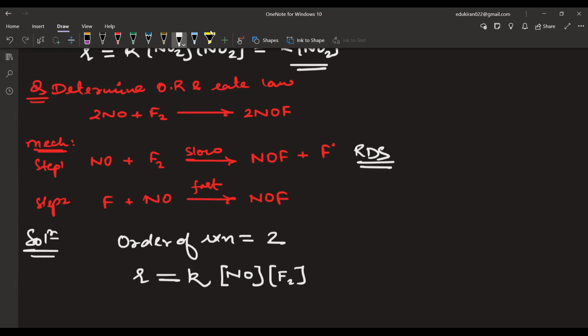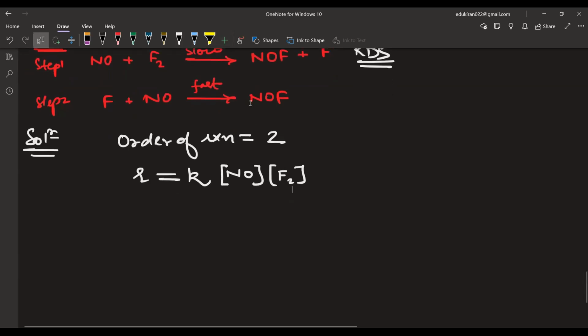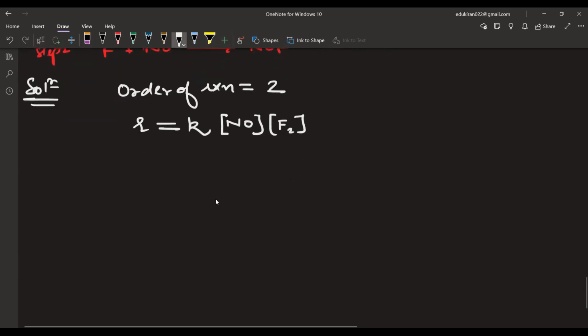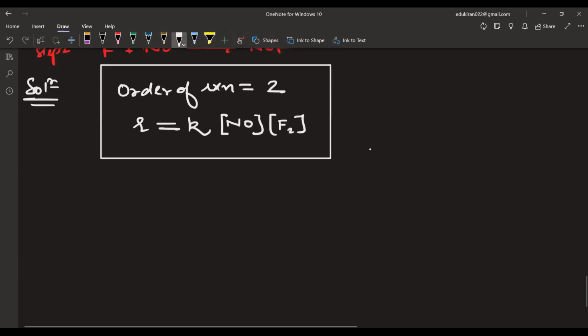They will give the steps and mechanism in the question itself. So there is this one type of question in which you are given the mechanism. You have to find the order and the rate. There will be another type of question that we'll see right now. If the order of reaction is equal to 2 and this is the rate, they will give you this part here, and then they will ask you to propose a mechanism.